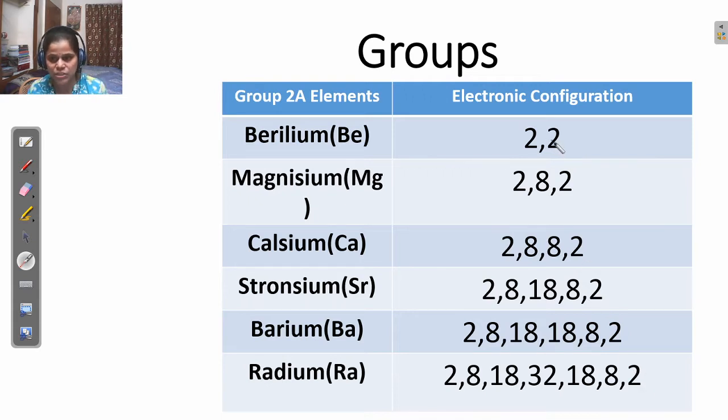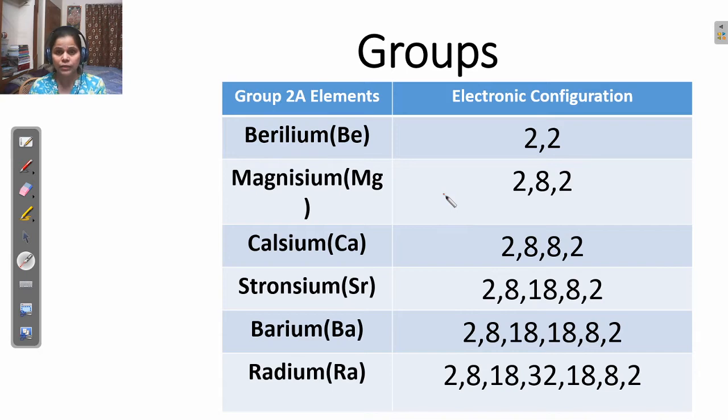Valence electrons means the total number of electrons in the last shell. The last shell is also called the valence shell. So the total number of electrons in the valence shell is 2. So in the same group the total number of valence electrons is the same. Is it clear? And in this group also the number of shells increases successively.